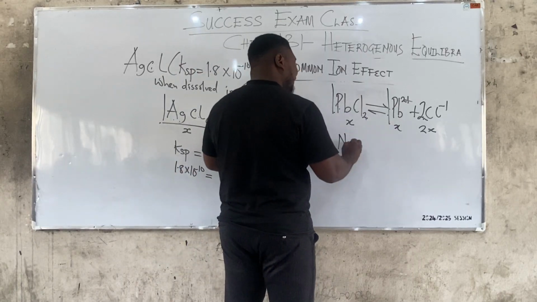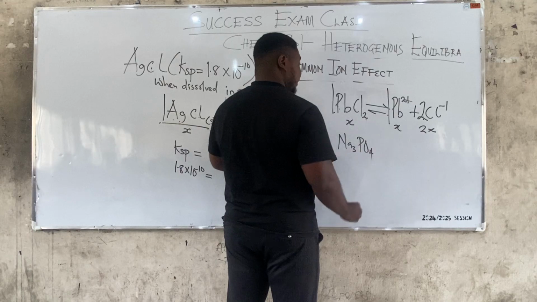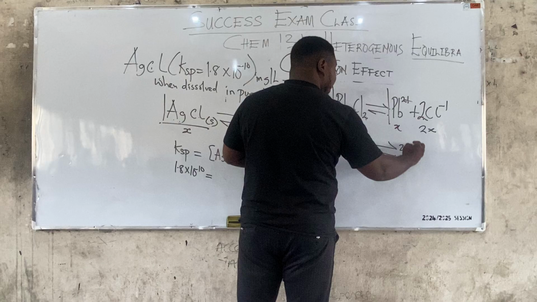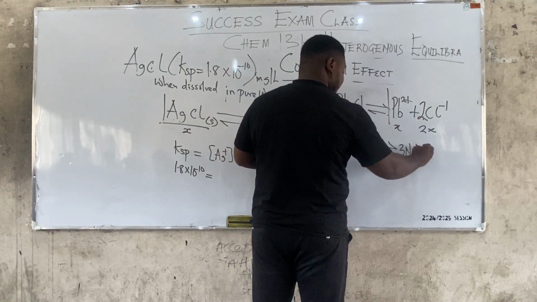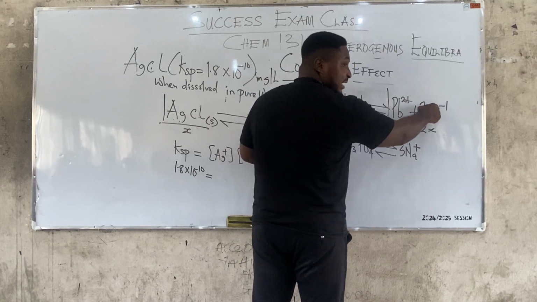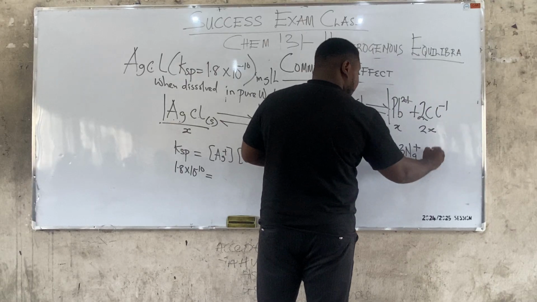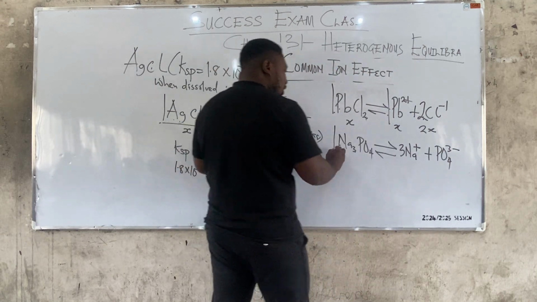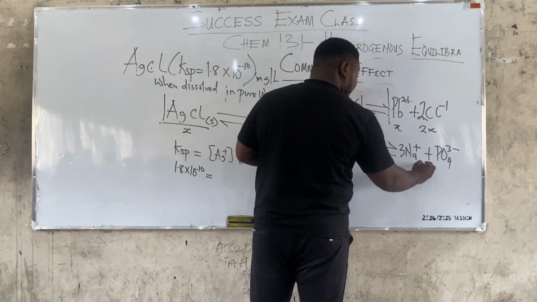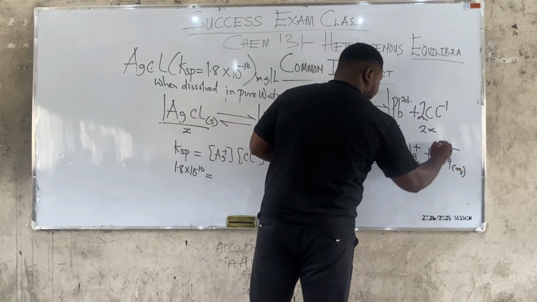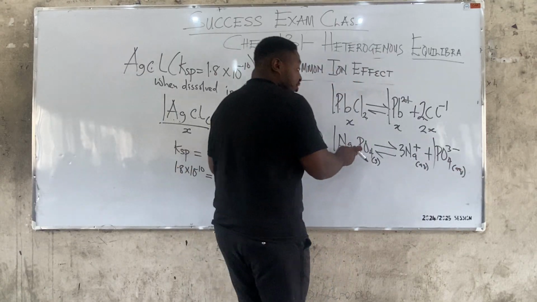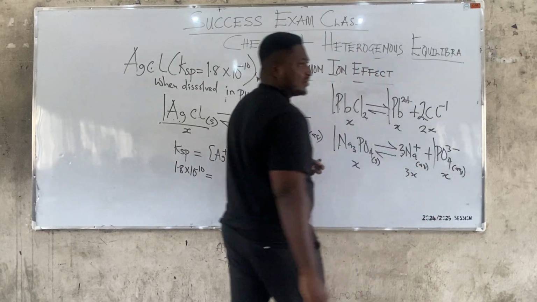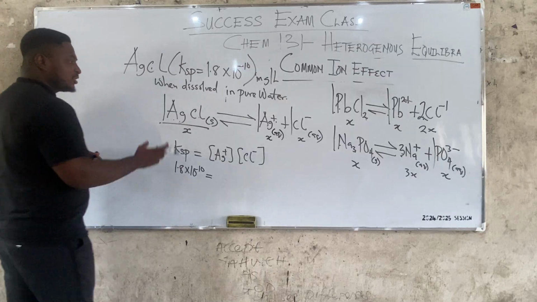If you have another one, Na3PO4. When it breaks down, it's going to give you 3Na plus, because Na3 means 3Na. Just like we said, Cl2 is 2Cl. 3Na plus and PO4 3 minus. So this 1 mole of the salt gave 3 moles of Na plus aqueous and just 1 mole of PO4. So if the concentration of this salt is X, this must be 3X and this must be X. Are we following? Let's come back to our main question now.